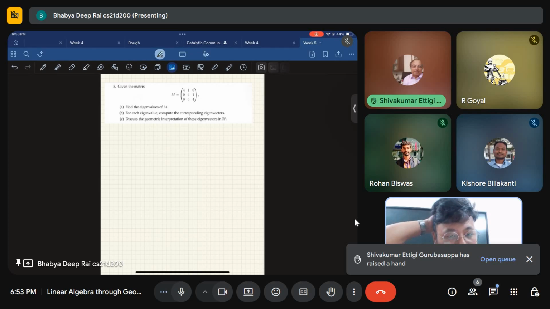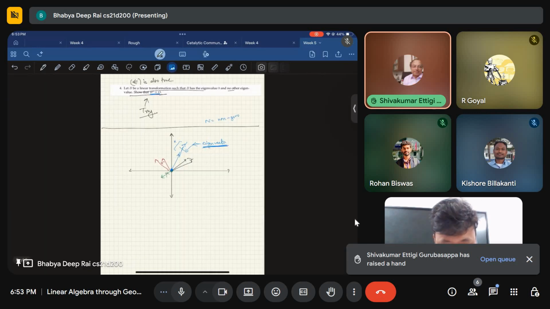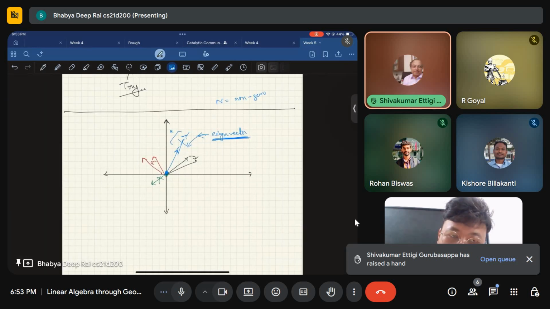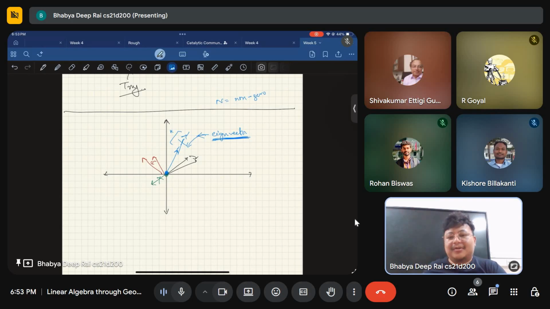Do you have any question? Eigenvalue 0 means lambda is 0, am I right? Yeah, that question was in this, lambda is 0. Okay, right. Thanks. So lambda is 0.